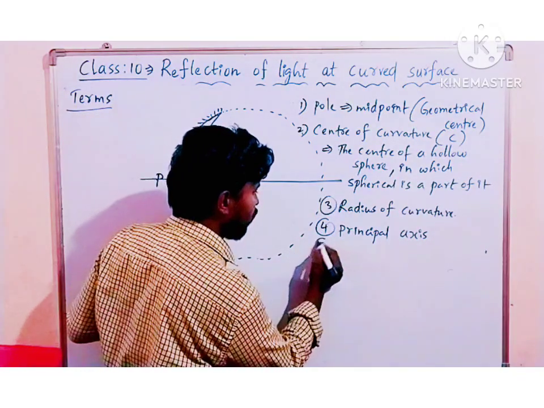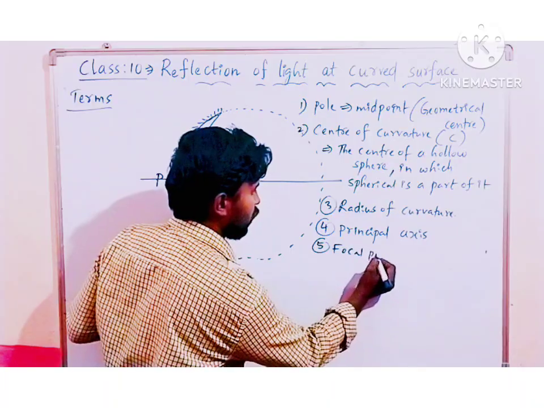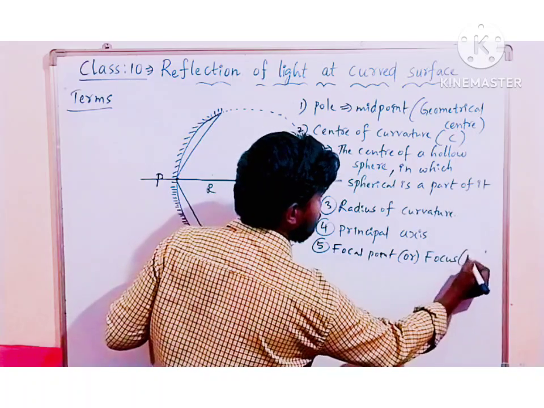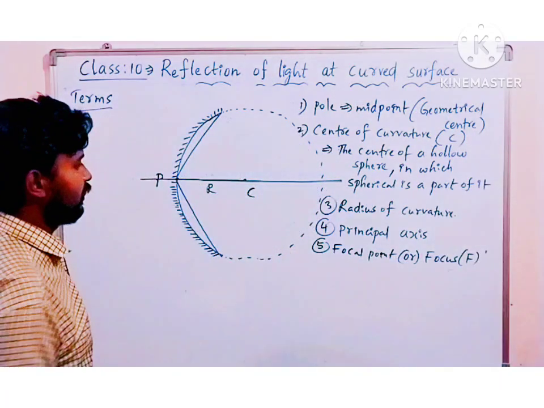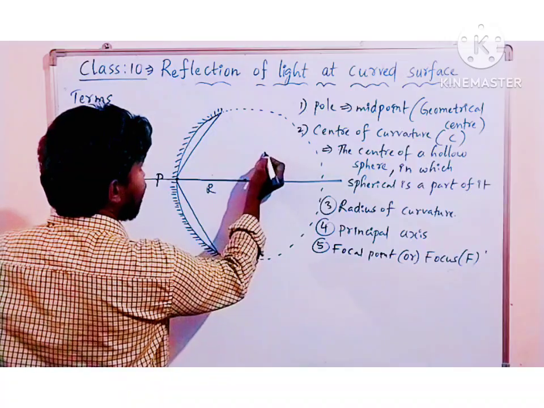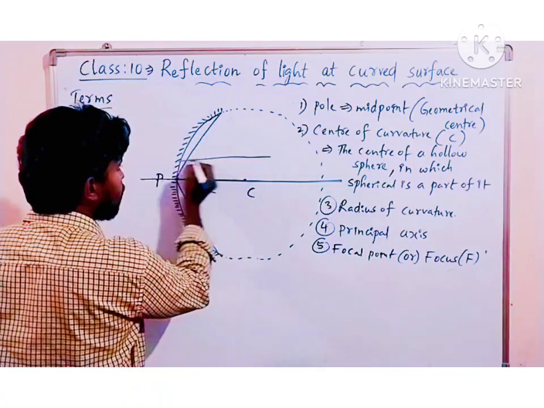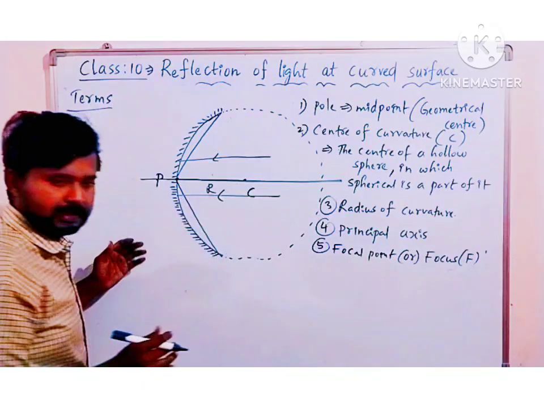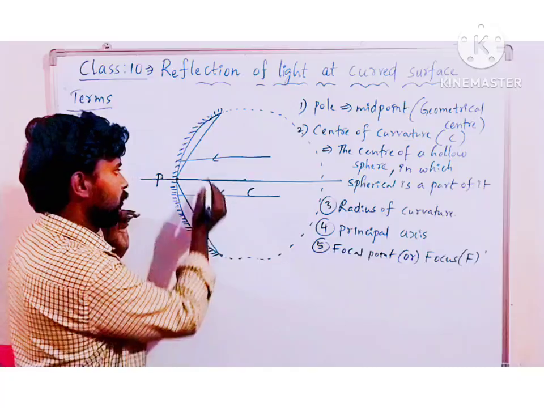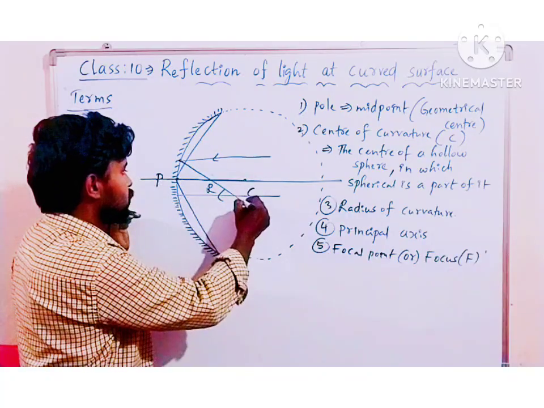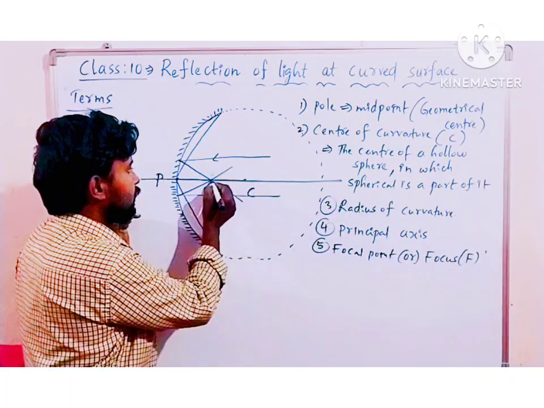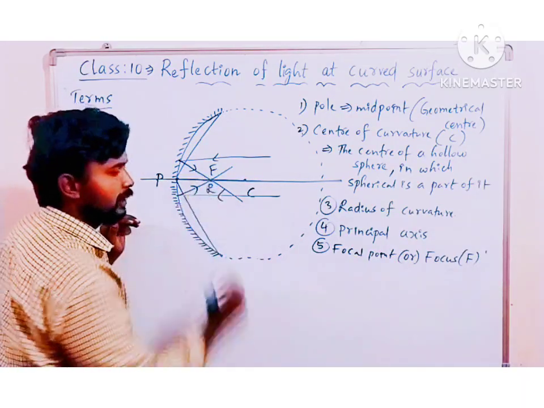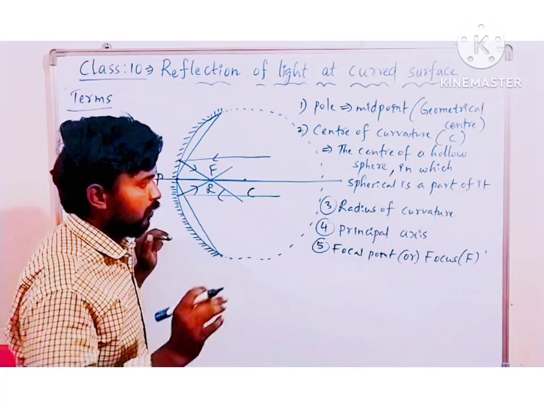Next thing is what does focal point mean? Focal point or focus is denoted with the letter capital F. Capital F ante meaning ఏంది? When a parallel beam of light rays falls on a mirror, మీద పడ్డప్పుడు, after reflection it converges at one point. This is a converging point, capital F, called the focal point or principal focus.